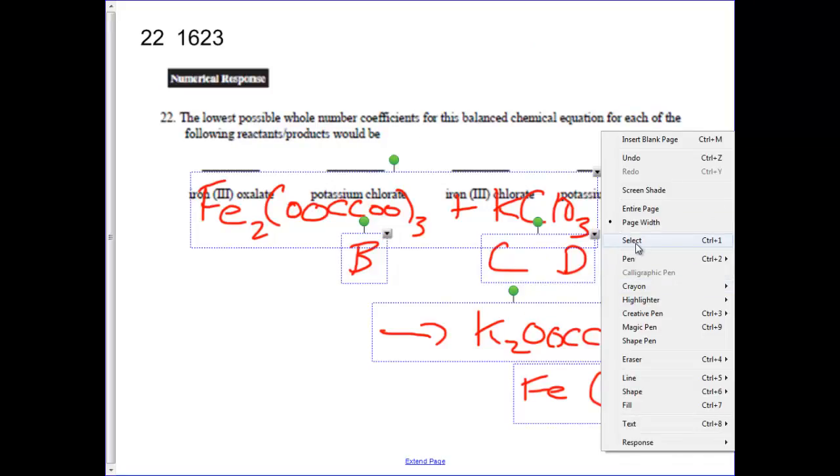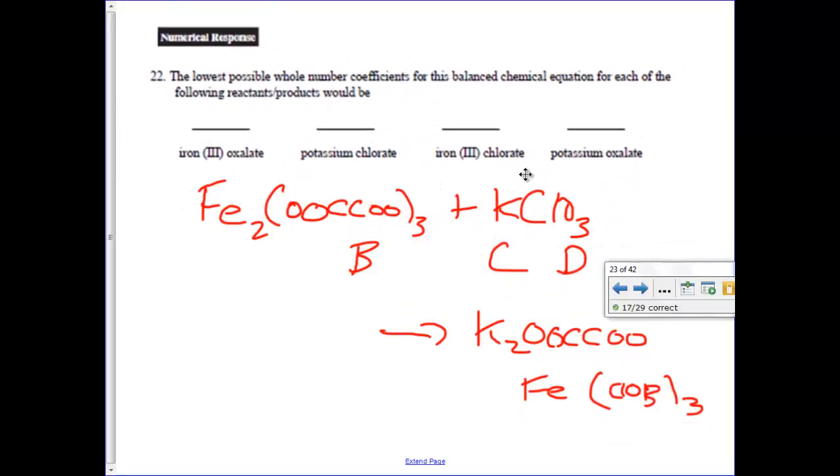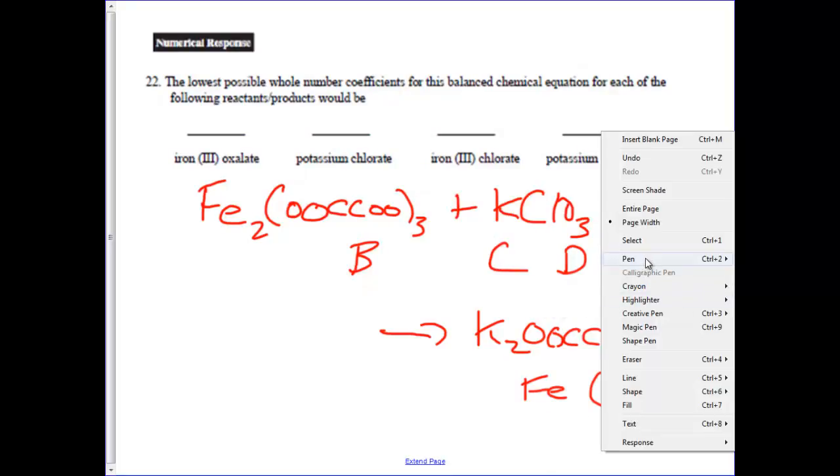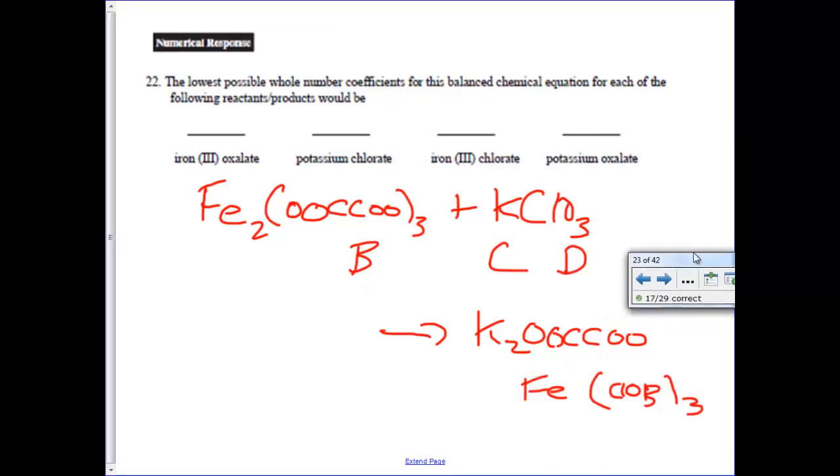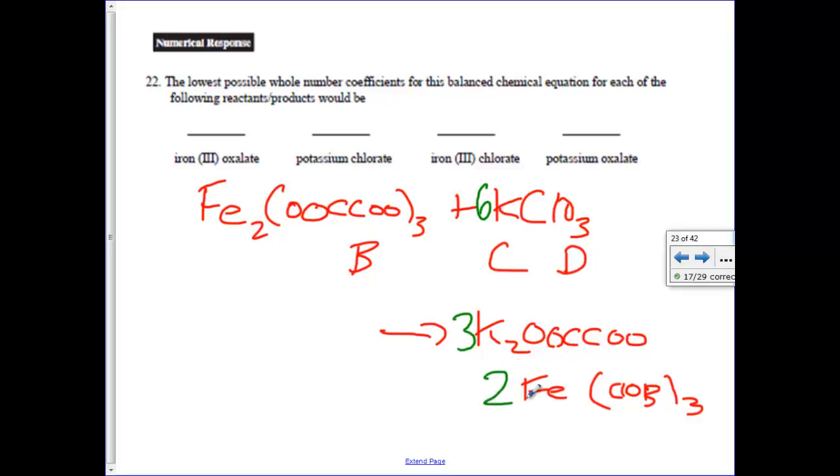Okay, last thing we're going to need to do then is balance this equation. To balance this one, let's see. You're going to need 3 there, but that's a problem with those potassiums. So you're probably going to need 6 of these, 3 of these. That balances that thing. And then 2 of these. So you're going to want 1 iron 3 oxalate, 6 potassium chlorides, 2 iron chlorates, and 3 potassium oxalates.